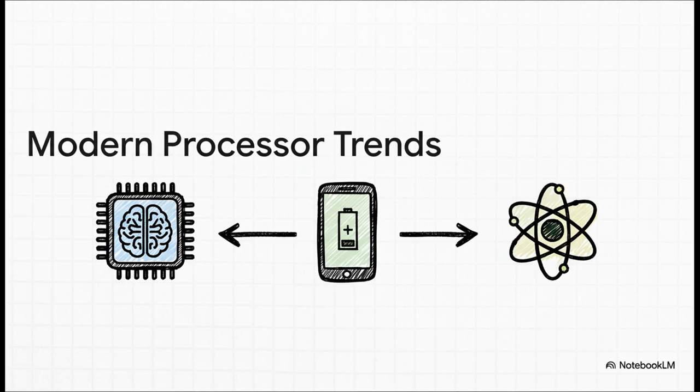Today's trends are all pushing in wild new directions. We're talking specialized processors designed just for AI, super efficient chips that squeeze every last drop out of our phone's battery. And then there's the truly mind-bending potential of quantum computing just over the horizon. So, the engine room is constantly being rebuilt, and it's getting smarter, not just faster.